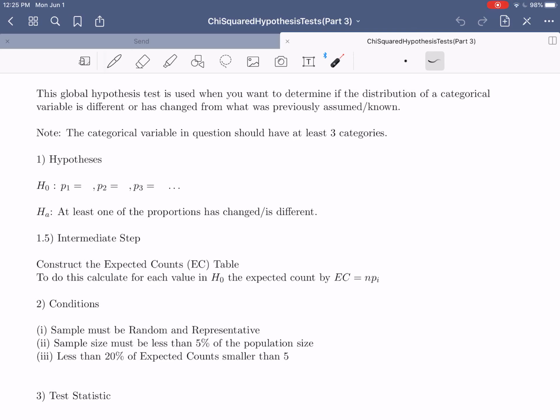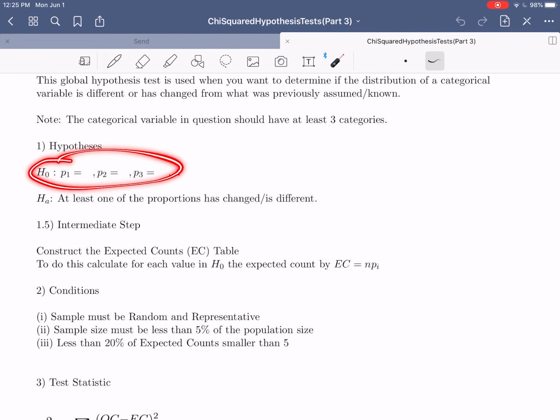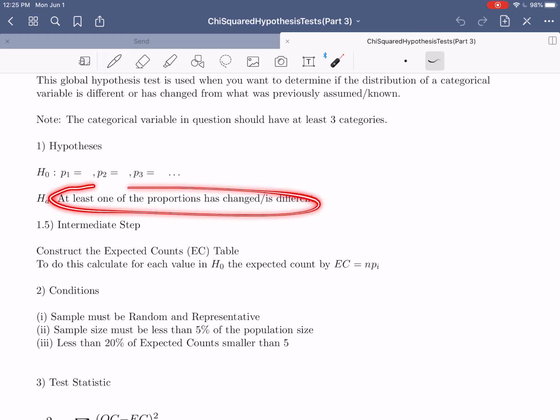Notice that also in this alternate hypothesis, this relates to what we meant by a global hypothesis test. We don't say which of the proportions has changed. We don't say if some have gone up or some have gone down. We're just saying that some are different than we previously thought. So this is, again, what makes it a global hypothesis test. All right, so that means for the null, you will be filling in some values for what percentage you thought or what proportion you thought landed in each category. And then the alternate is always going to be the same for these goodness of fit. At least one of the proportions has changed or is different.